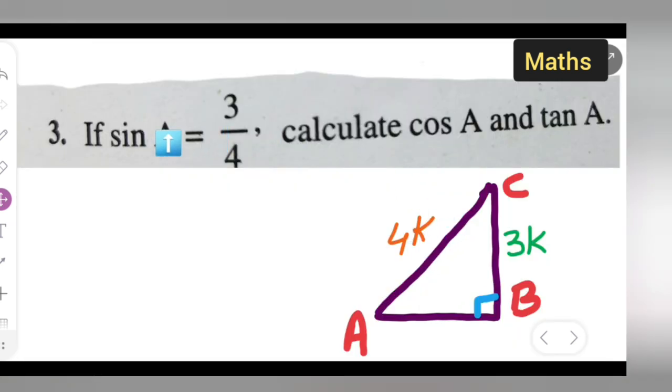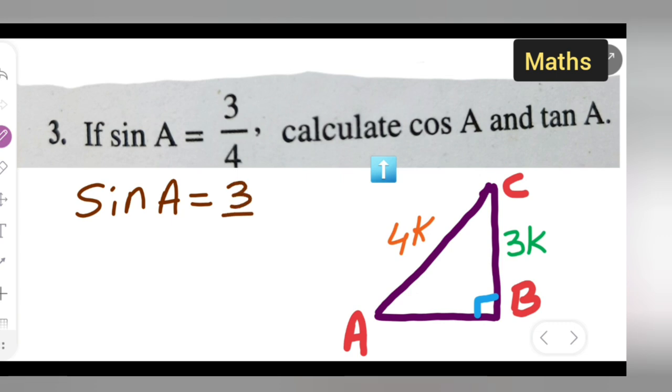So take down today's question. If sin A is equal to 3 upon 4, calculate cos A and tan A. So basically what we know over here is that sin A is equal to 3 upon 4. Sin A means opposite upon hypotenuse. Now opposite of A is BC, so the opposite side is 3.